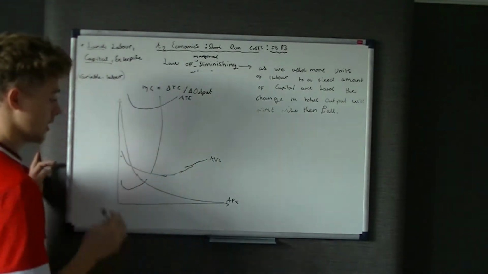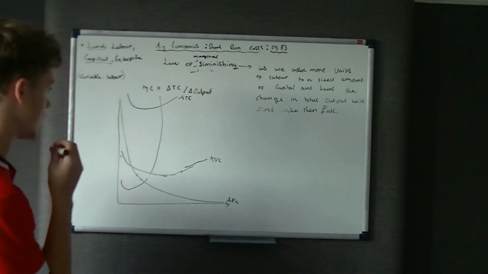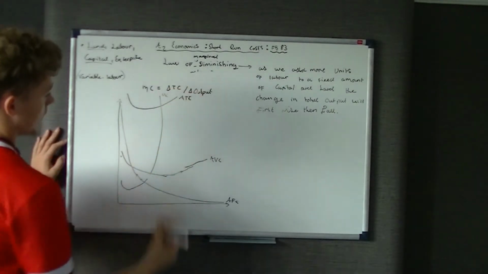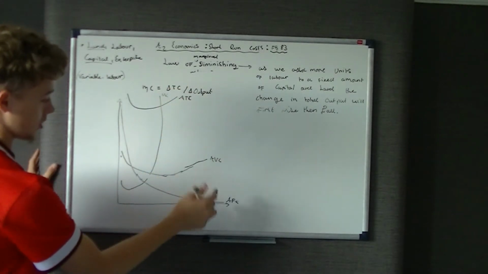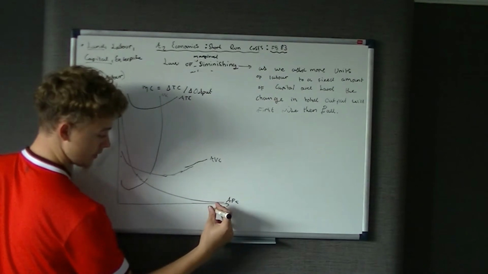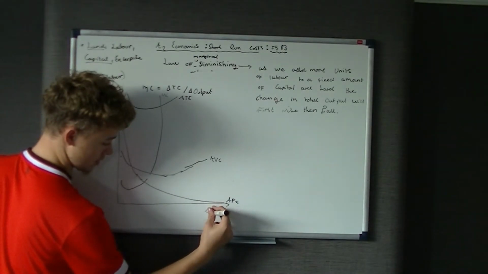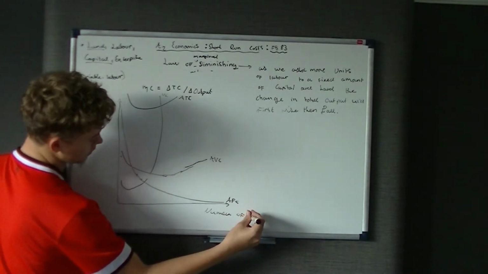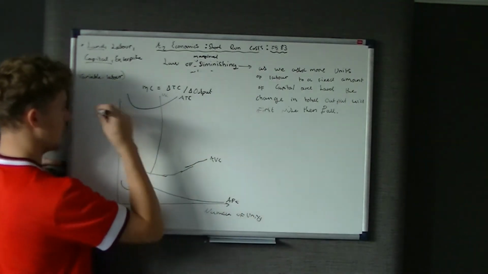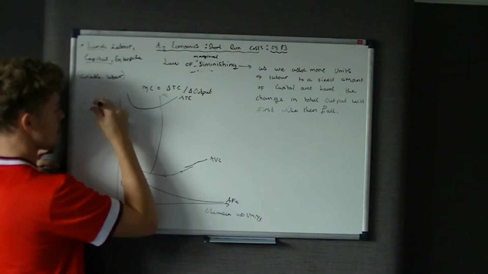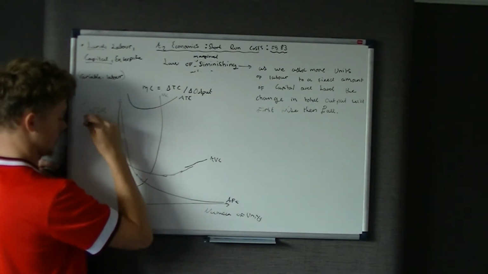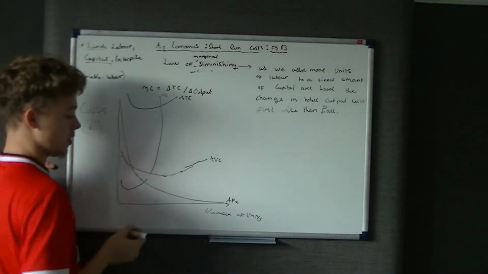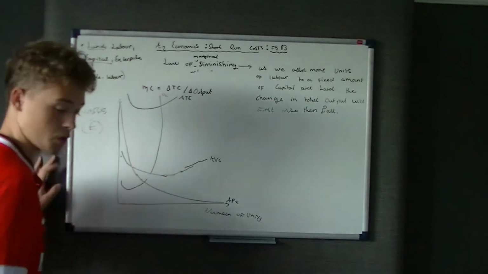Okay, so that's what the curves look like, something like that. This is your marginal cost. That's your average total cost. That's your average variable cost, and the average fixed cost. On the x-axis, we've got the number of units, and on the y-axis, we've just got costs. I like to put these in pounds, but you don't have to. And for the number of units, you just put units there.